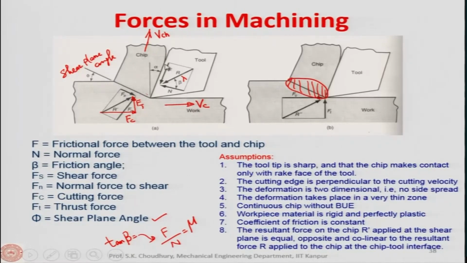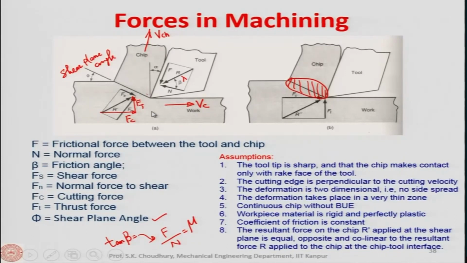R has two components, F and N. F is parallel to the rake face of the tool, N is perpendicular to that. Because of N, F is created. N is the normal force and F is the friction force. Similarly, the R prime, which is the resultant force acting on the chip from the workpiece through the shear plane, we have resolved into two more components, Fs and Fn. Fs is parallel to the shear plane and Fn is normal to the shear plane.